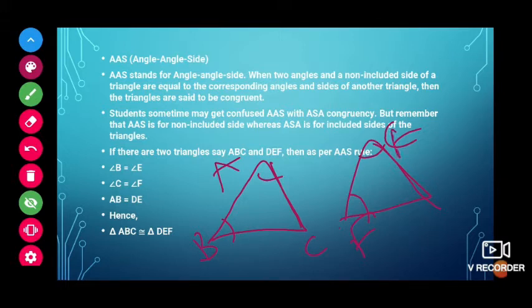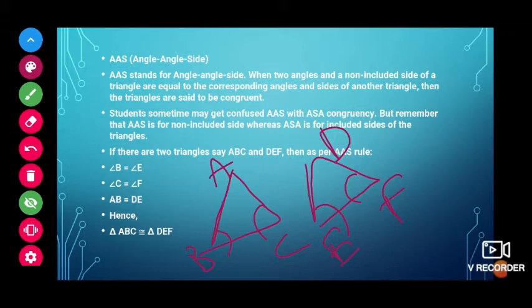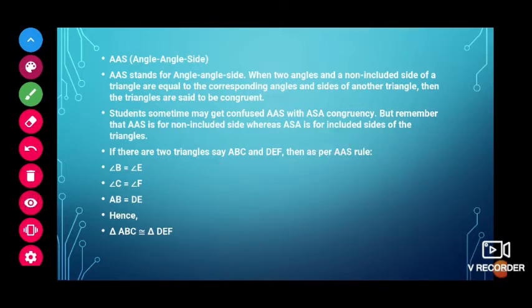A, B, C, D, E, F. I will draw once again. A, B, C, D, E, F. Then angle B is equal to angle E. Angle C is equal to angle F. And one more side, AB is equal to DE, meaning the same corresponding side is equal. Then we can say that these two triangles are equal.